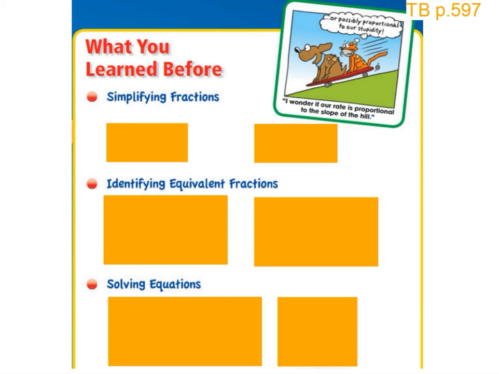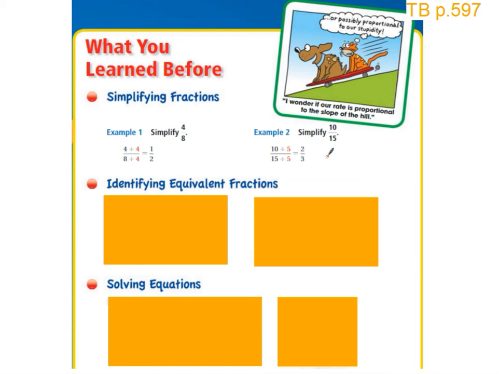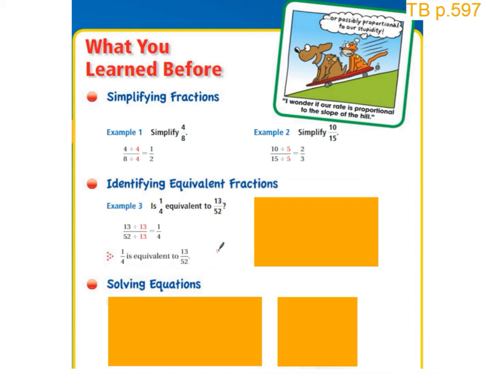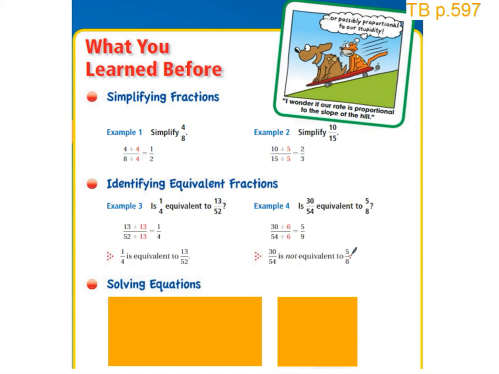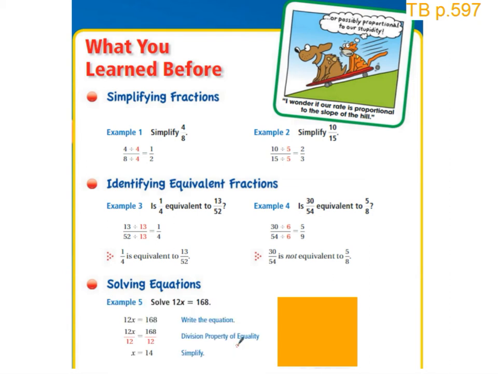Okay, some skills that you've learned before that are going to be very useful to you in this chapter are simplifying fractions. You can take a look at these examples. I'm not going to talk about it because this is a skill we've been doing for a long time. Identifying equivalent fractions. Remembering you just need to multiply both the numerator and denominator by the same number or a number equivalent to 1, such as 3/3 or 7/7. And then solving equations. Once again, none of these skills are anything new, but you will be applying them in this unit.